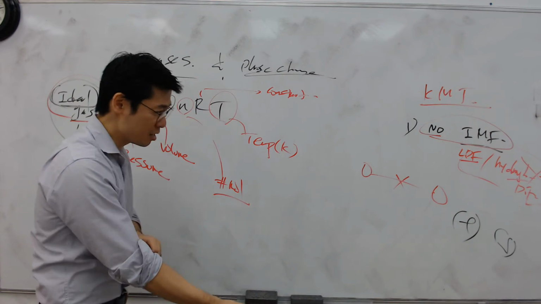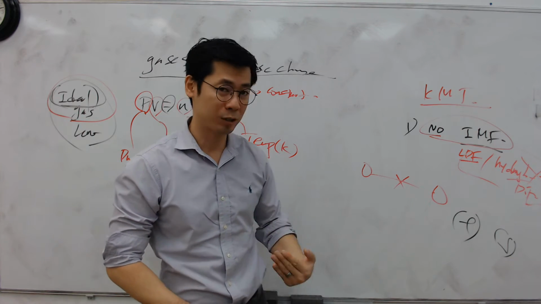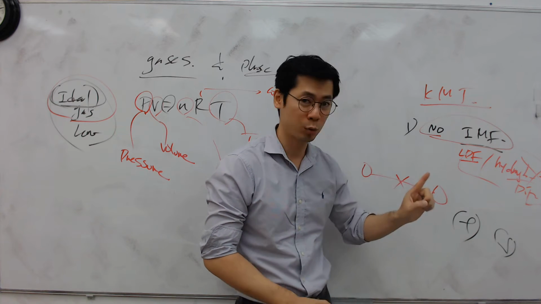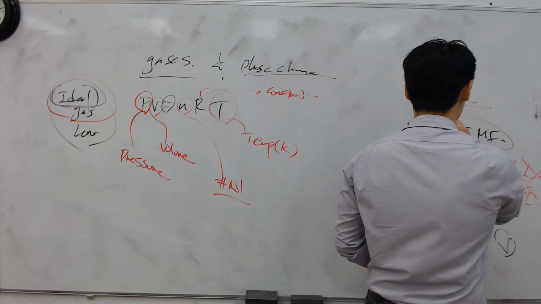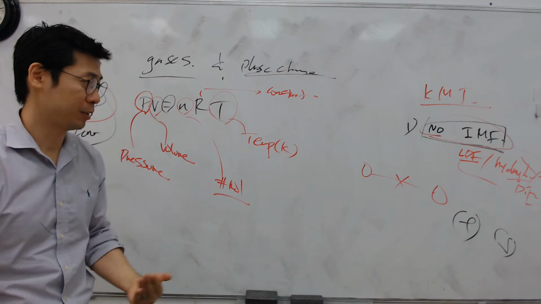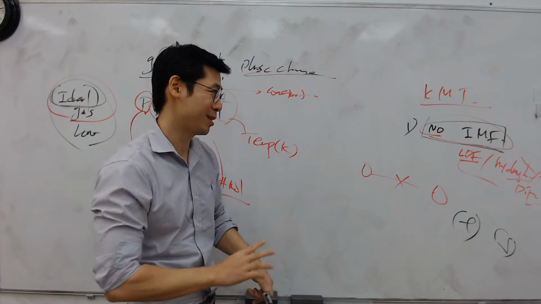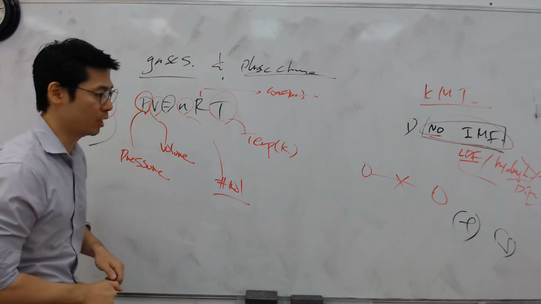But now, because there's no IMF, it doesn't matter how low the temperature is or how high the pressure is, they will never turn into a liquid or solid, because there's no IMF whatsoever. Keep in mind that's not true in reality; we can have liquid hydrogen at very low temperature. But ideally, with no IMF, you cannot have a liquid or solid at all.